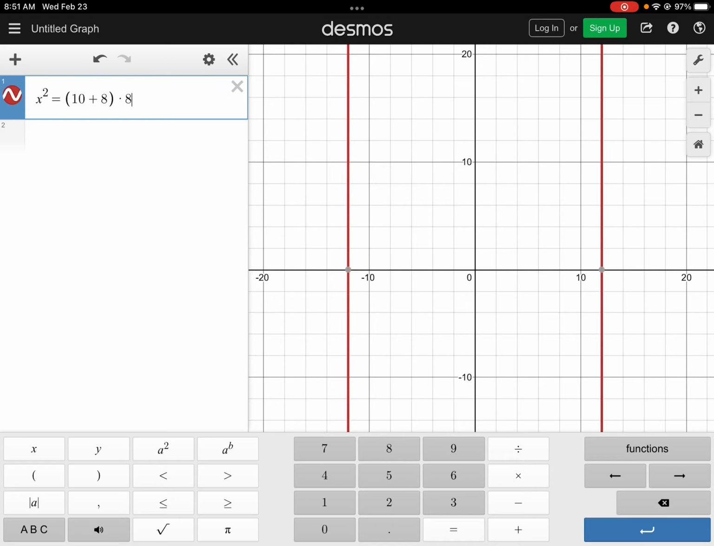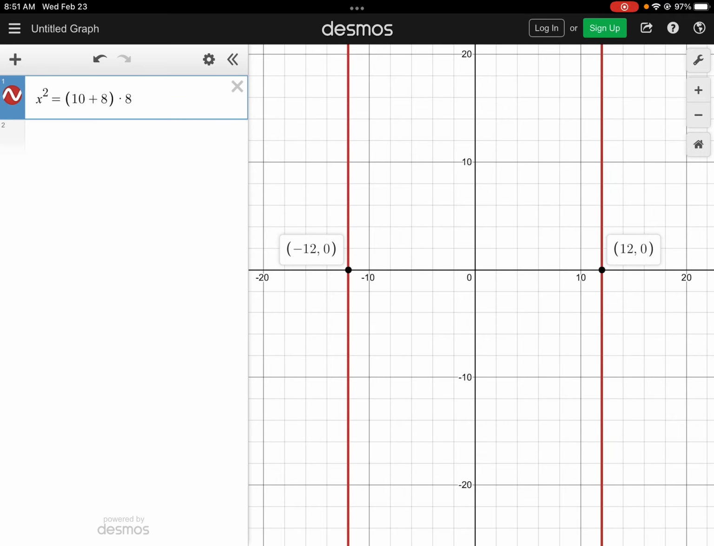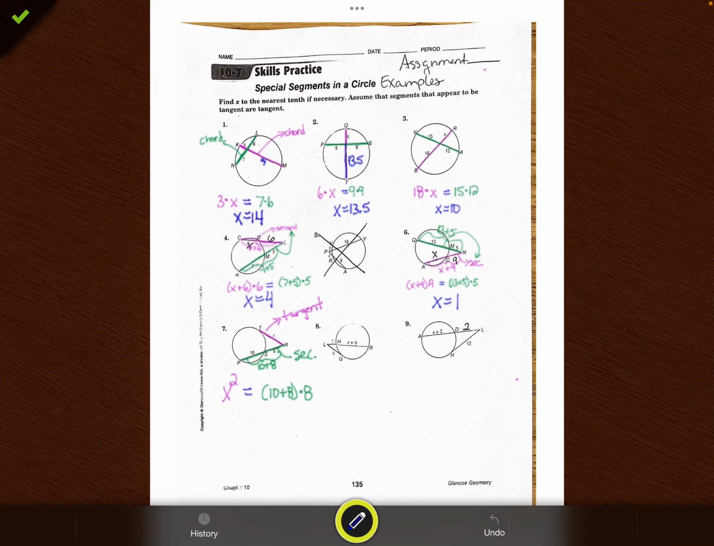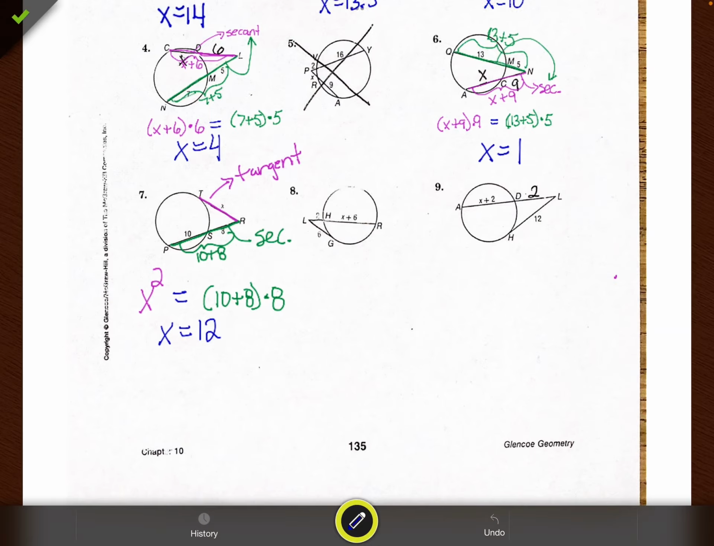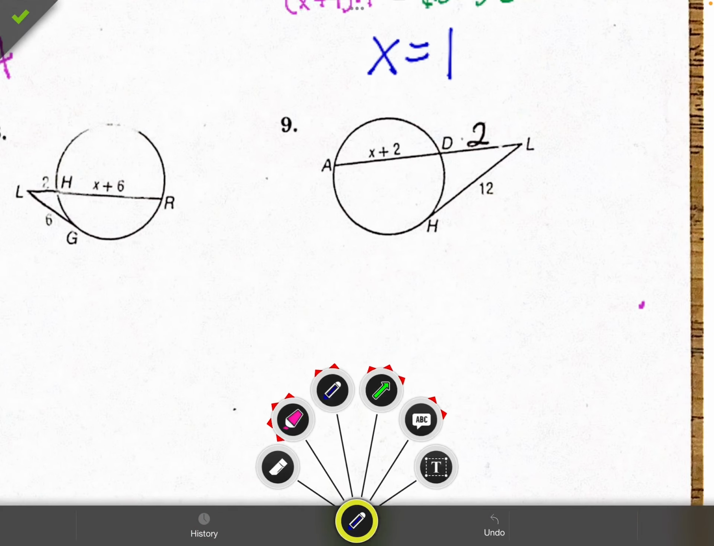Now you notice here you have 2 answers. You have a negative answer and a positive answer. Because we're talking about length, our answer is always going to be positive, so we're going to go with x equals 12. Length, or how long something is, never can be negative. All right, one more. Let's look at number 9.